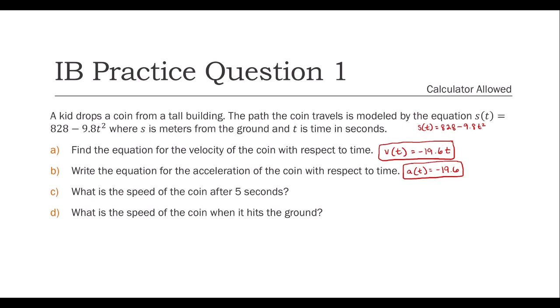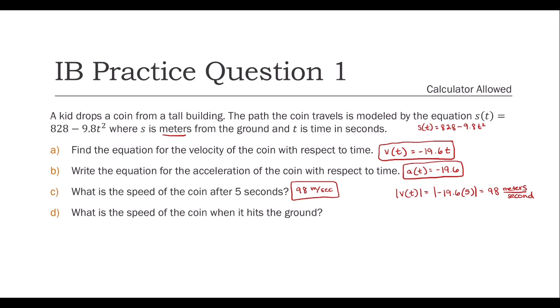Part C says what's the speed of the coin after 5 seconds? So speed is the absolute value of the velocity. So that's going to be the absolute value of negative 19.6 times 5, which equals 98. And the units for our velocity would be meters per second. So it would be 98 meters per second.